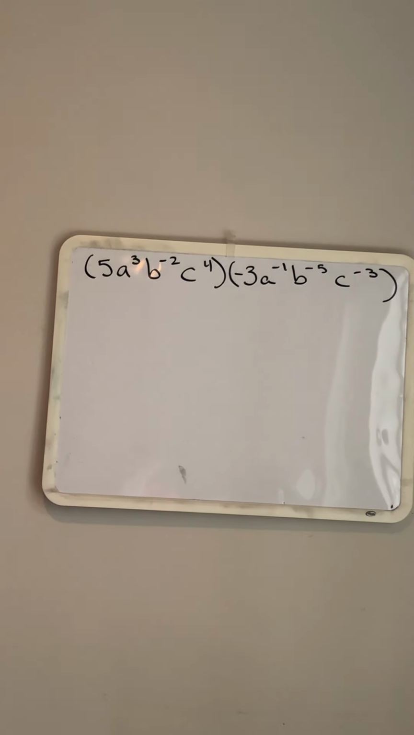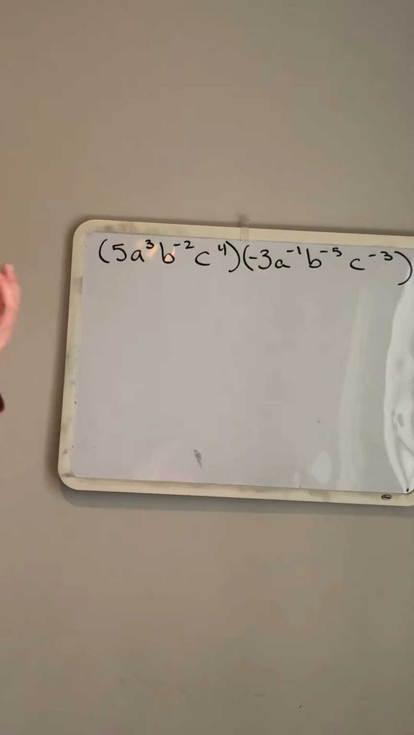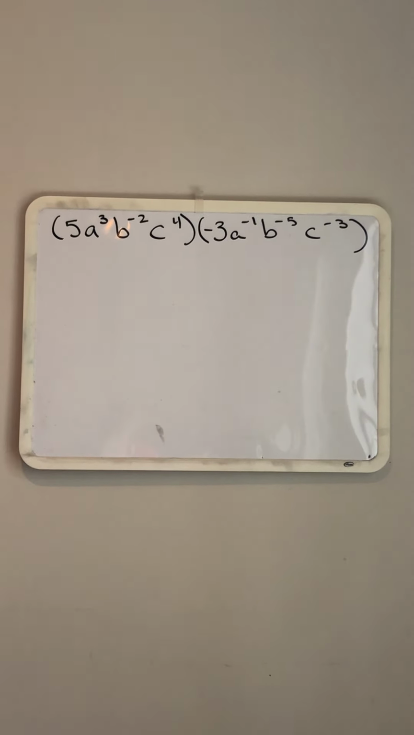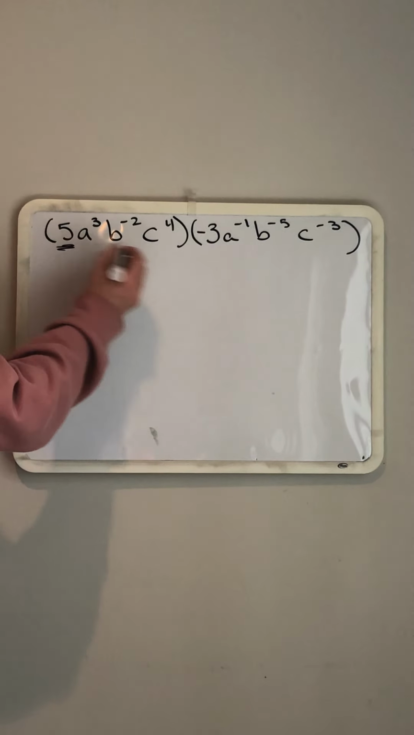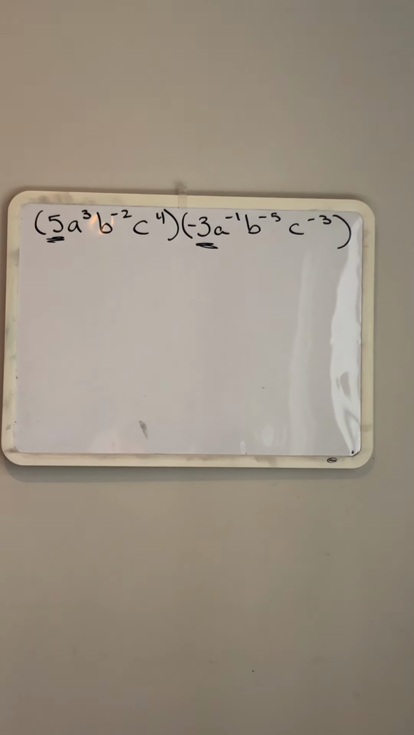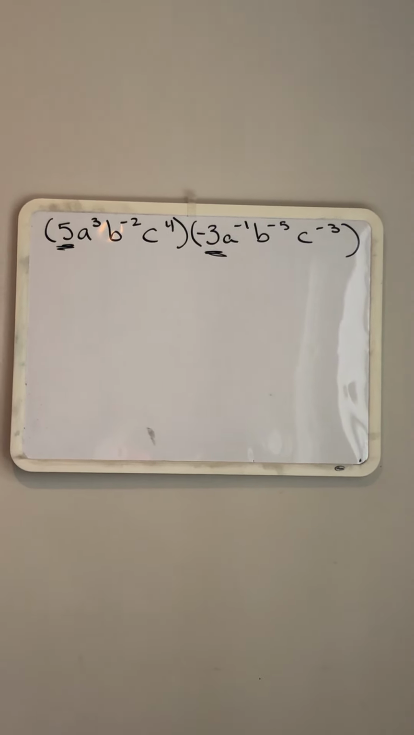Okay, so in this first you-do, there's no outside parentheses, so that makes our life a little bit easier. So we could just start by combining the a's and the b's and the c's by adding their exponents together. Now you also have a regular 5 and a negative 3 that are coefficients, and since this is a multiplication problem, you actually have to multiply them.